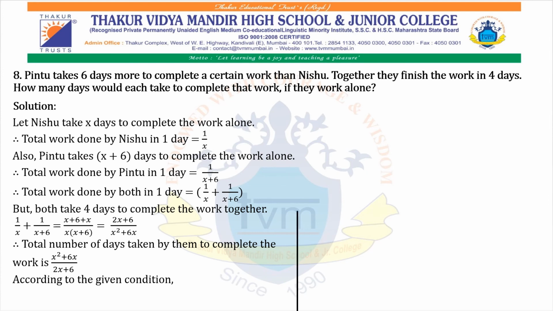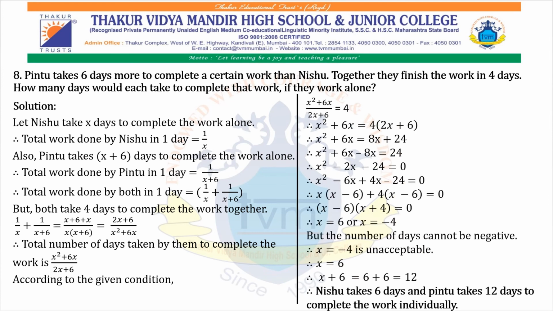Now, according to the given condition, x square plus 6x upon 2x plus 6 is equal to 4. Therefore, x square plus 6x is equal to 4 into 2x plus 6. After solving this, we will get x square minus 2x minus 24 is equal to 0. After factorizing, we will get x minus 6 into x plus 4 is equal to 0. So, x is equal to 6 or x is equal to minus 4.